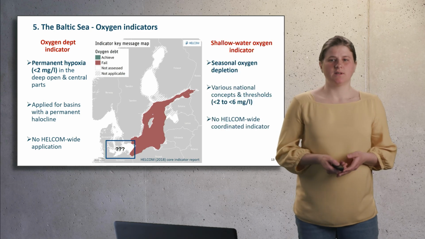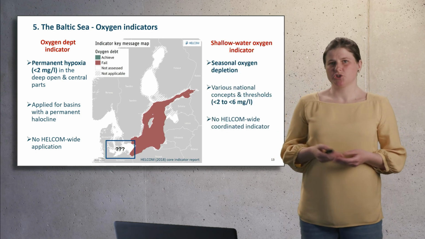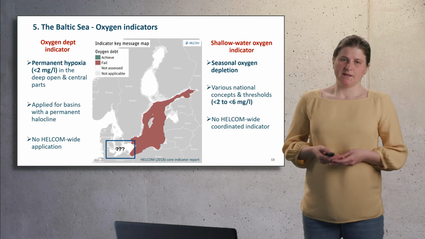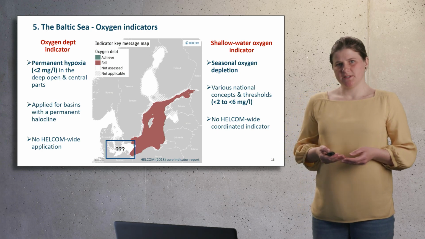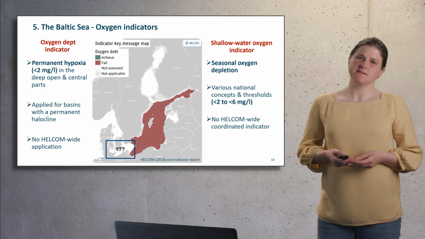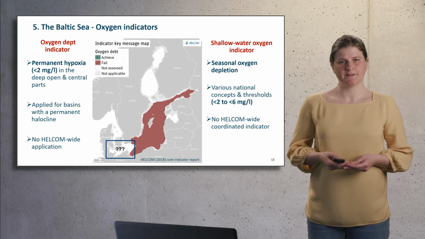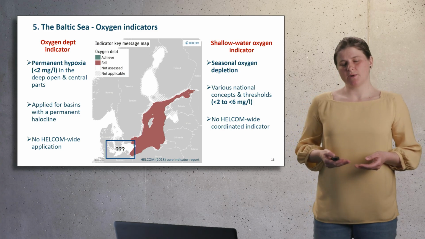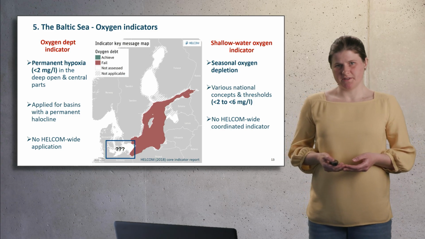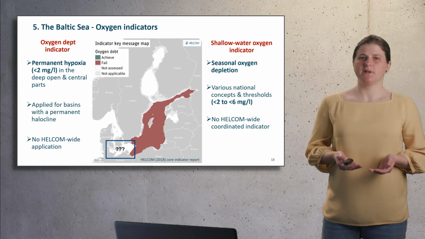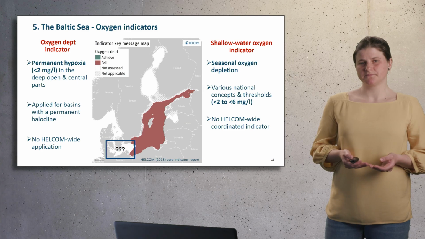Nevertheless, to use oxygen as an indicator in shallow areas, as for example the Western Baltic Sea, another oxygen indicator is currently being developed, assessing seasonally occurring oxygen depletion. Here, several Baltic states already implemented monitoring strategies in their national waters, but utilizing different approaches as well as threshold values for oxygen.